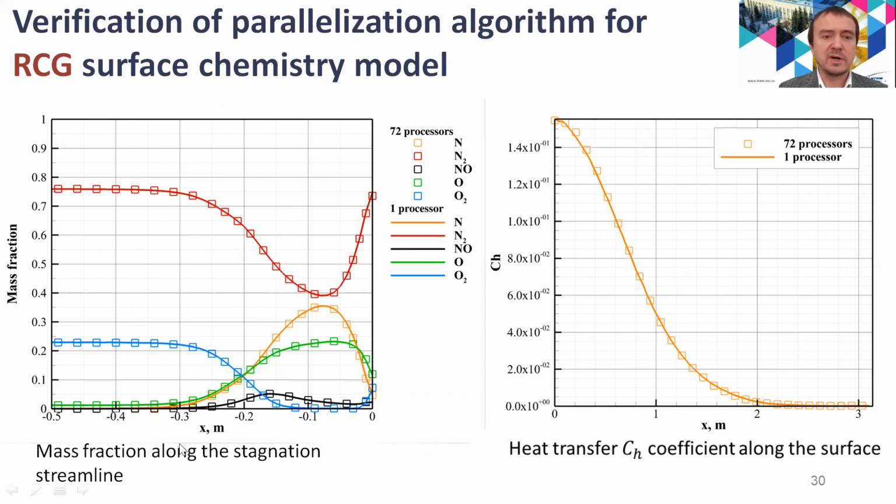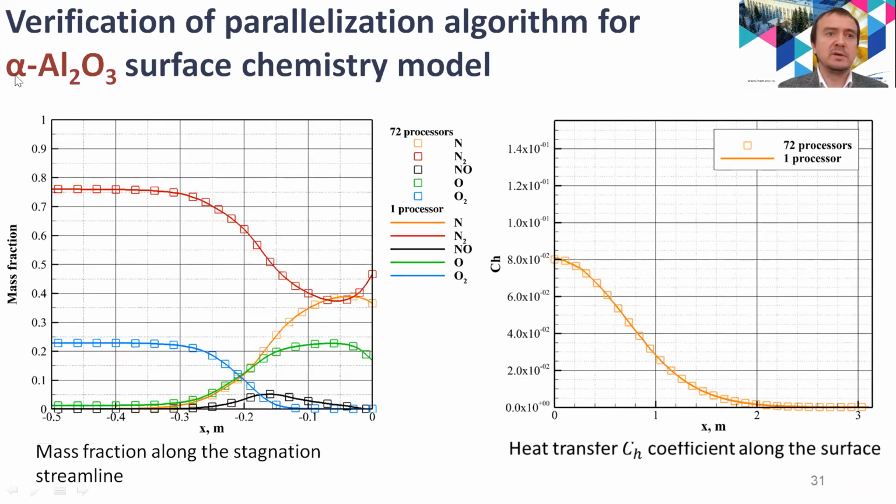These are the mass fractions along the stagnation streamline. You see this great agreement. And this is the non-dimensional heat flux over the cylinder surface. Again, they are in agreement. This is similar results for Kovalev's model of alpha alumina. And again, 1 processor case and 72 processor case are in perfect agreement.